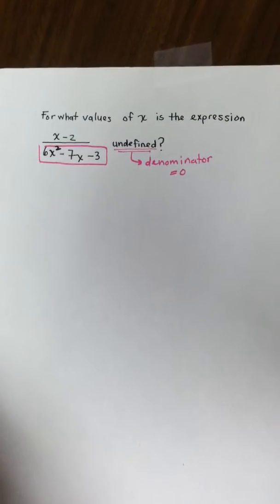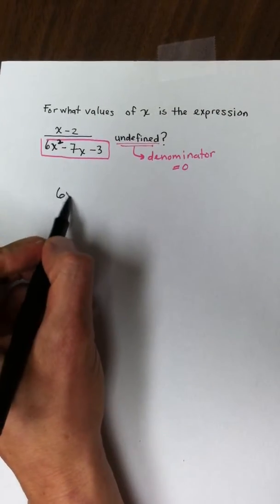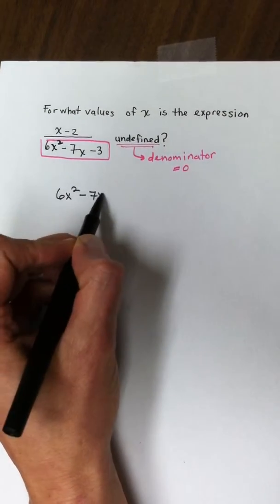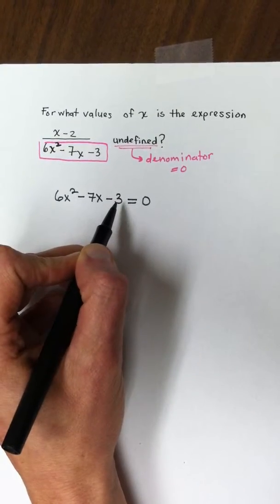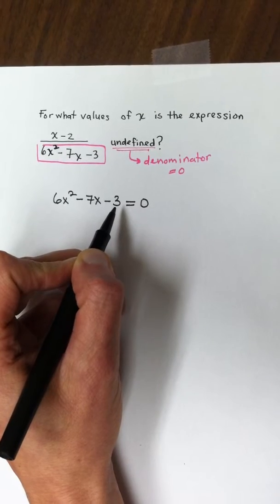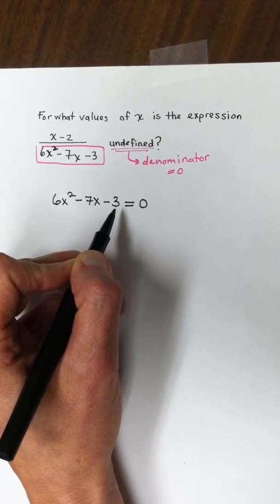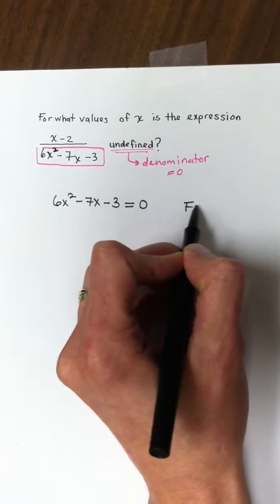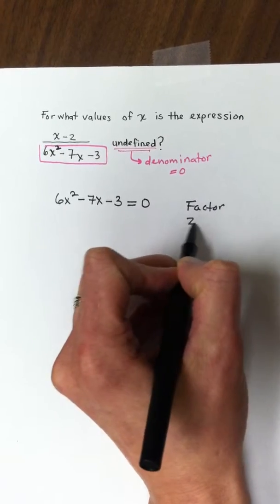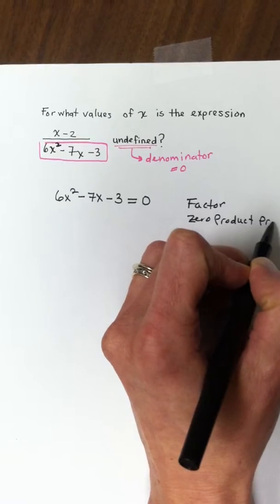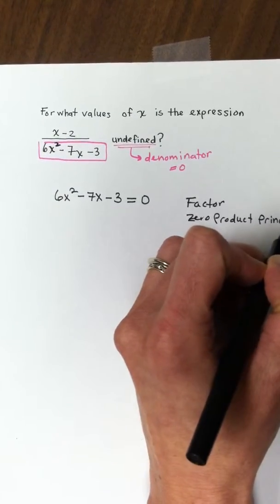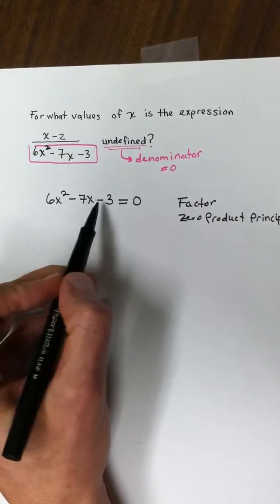So basically, I'm wanting to take this trinomial and figure out when it equals 0. I'm wanting to solve this equation. There are lots of ways you can solve this. The way I'm going to show you is by factoring and using the zero product principle. So the first thing I'm going to have to do is factor this trinomial.